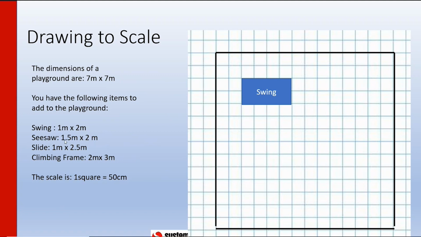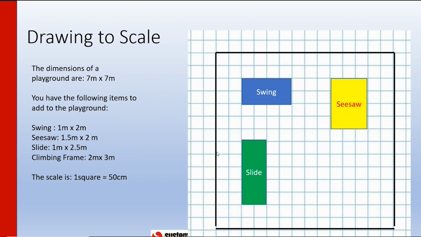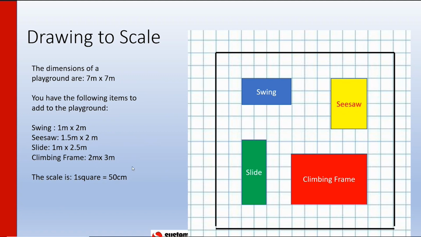And we've got a seesaw, 1.5 times by 2. So that will be 3 squares times by 4. And our slide, 1 meter by 2.5 and so on. So that's 2 squares by 5. And our climbing frame is 2 meters. So 1, 2, that's 4 squares, and 3 squares along 6. So our climbing frame is 6 by 4 squares. And that's how we can use scale to do a drawing when we're giving a scale like that.